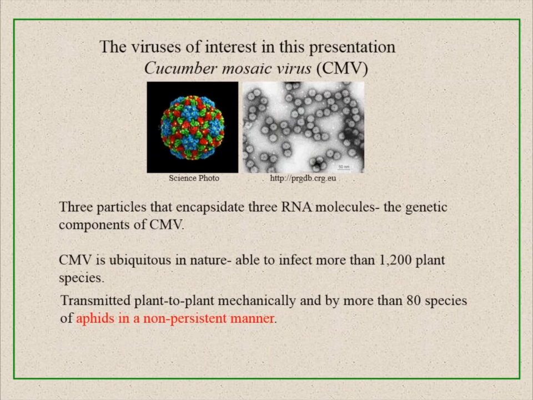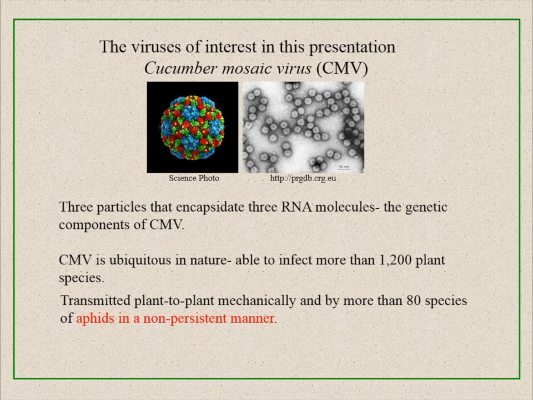So I'm going to switch a little bit here to the project that we're working on, and I'm going to tell you a little bit about the viruses that are involved. One virus is cucumber mosaic virus. This is a fascinating virus. It has an icosahedron particle. Actually, it has 3 particles. It has 3 genomic RNA molecules. Each one is enclosed in its own particle.